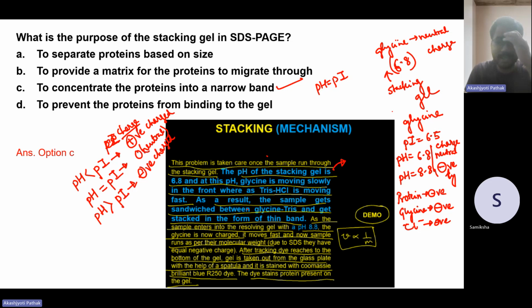While in the stacking gel, your protein gets sandwiched between the chloride ions and the glycine molecules. And this helps in forming a very crisp band in the stacking gel. Okay, so this is explained here. If you read this paragraph, you will understand. So the problem is taken care of once the sample is run through the stacking gel.